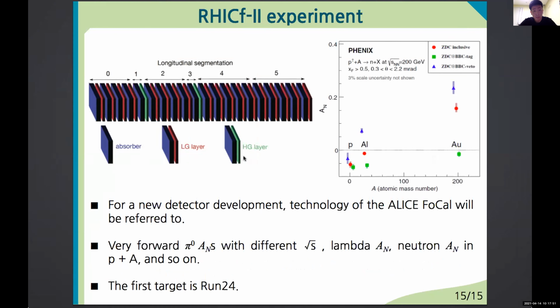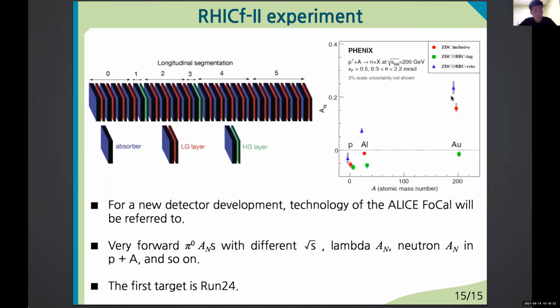If you see the right figure, this is the neutron A_N. The strong atomic number dependence of the neutron A_N will also be an interesting target of the LHCf2 experiment. As shown in different colors in this figure, the correlation with the BBC shows a non-trivial dependence, which might be connected to either ultra-peripheral collision or the diffractive process. Our first operation target is Run 24. With the LHCf2 experiment, we hope to successfully explain a kind of physics puzzle, like this A dependence plot or the LHCf result.